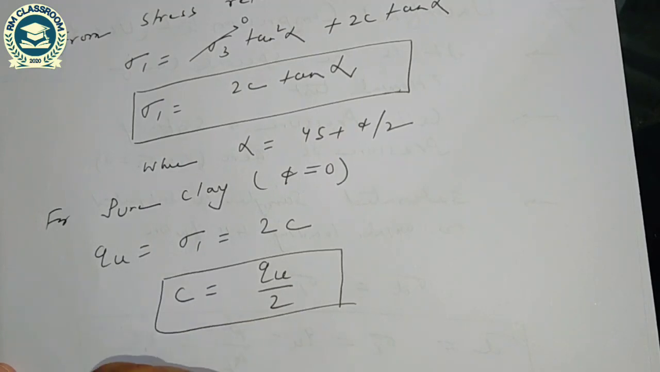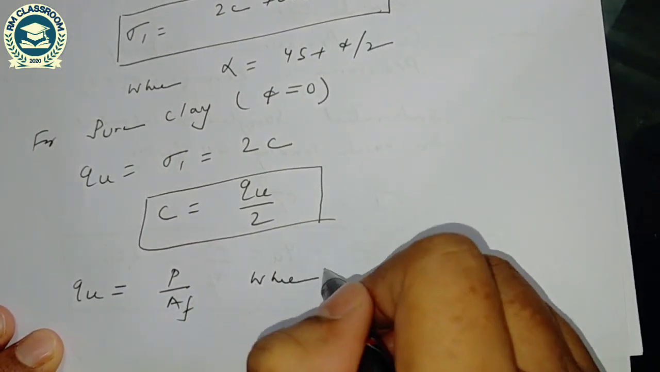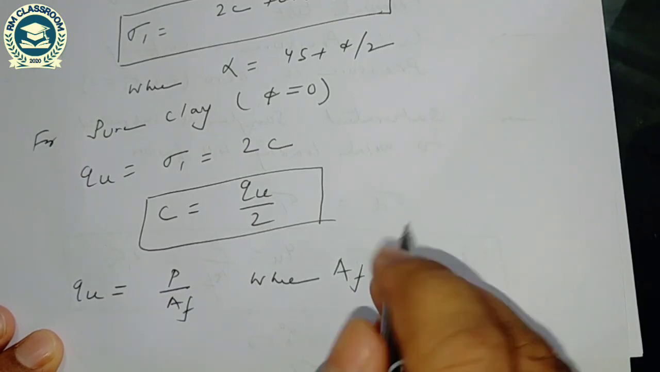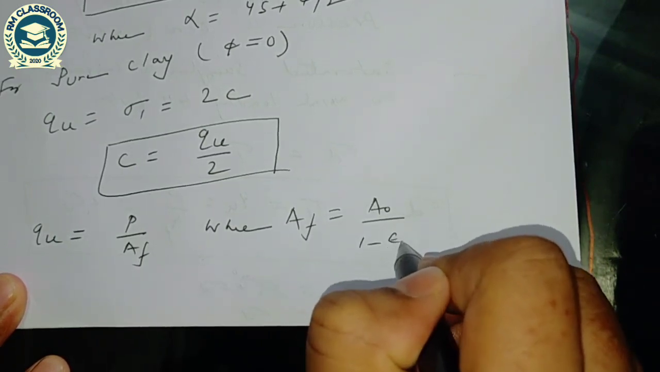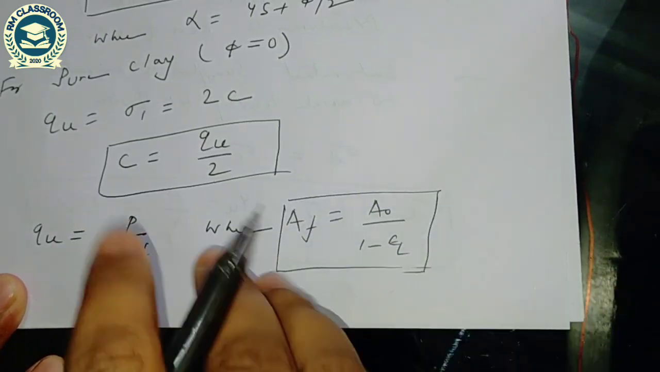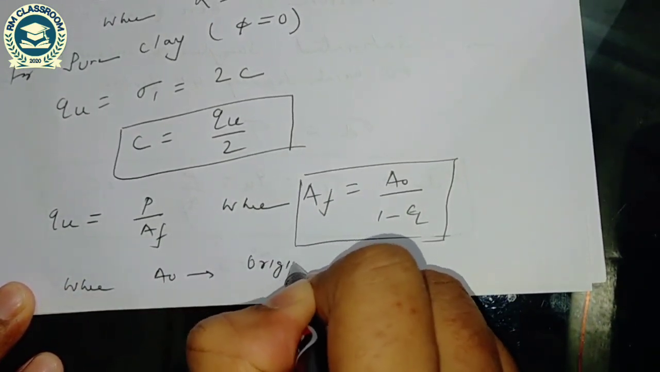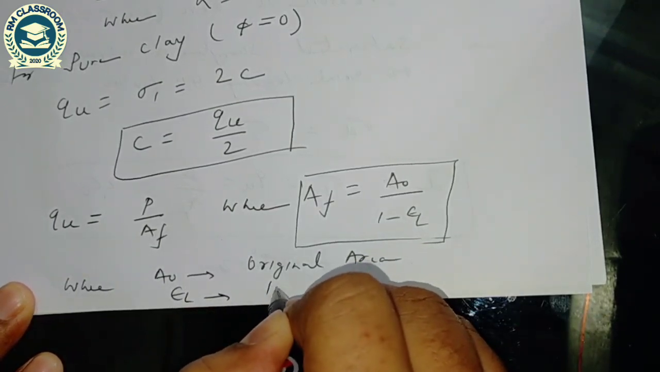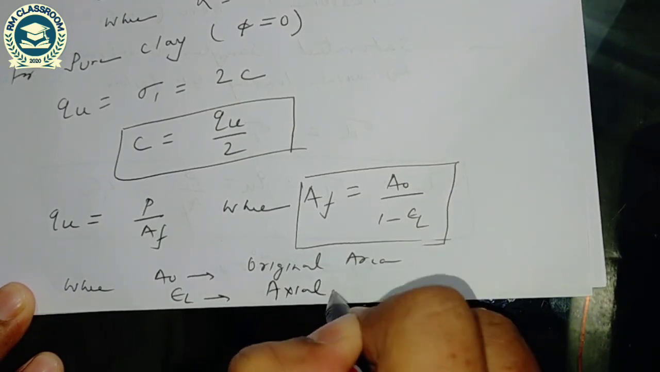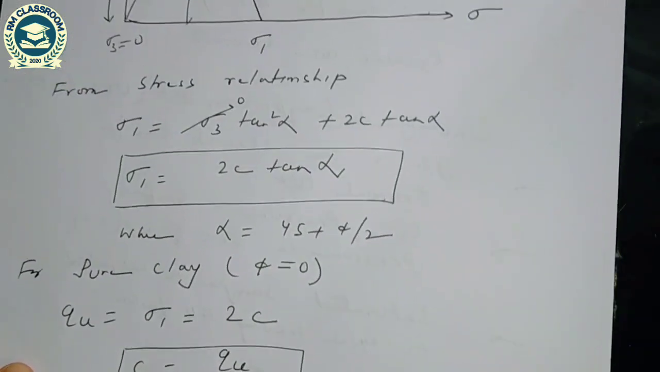So compressive strength Qu can be computed, as I told you, as P by AF, where AF is equal to the corrected area. As I told you for the undrained UU test, it is the original area divided by 1 minus longitudinal strain, where A naught is the original area and epsilon L is the axial strain, which is change in length by original length of the sample.